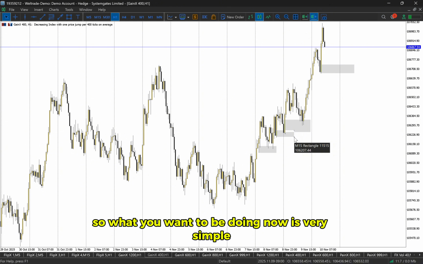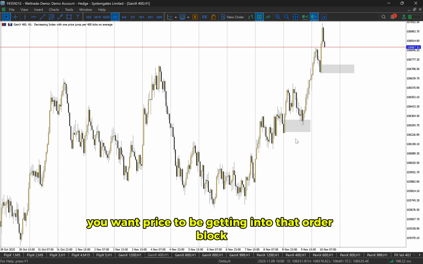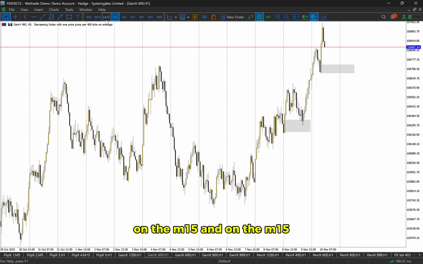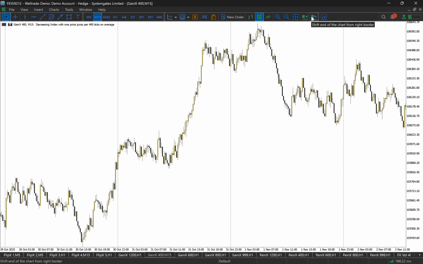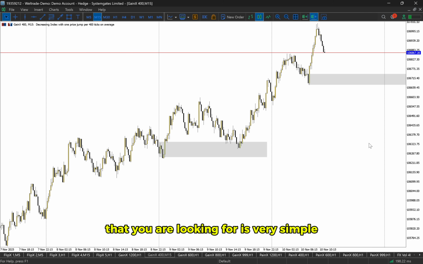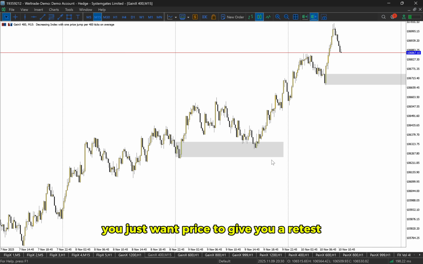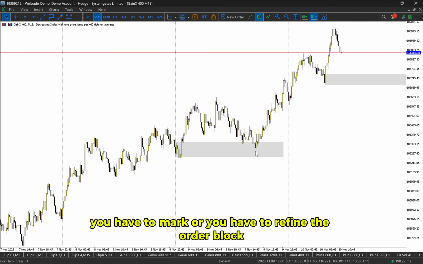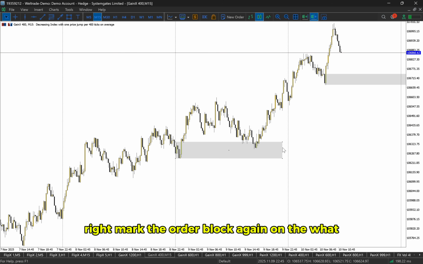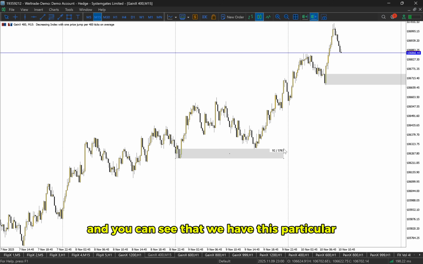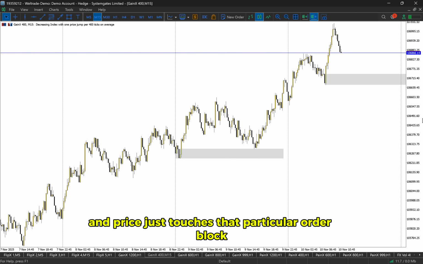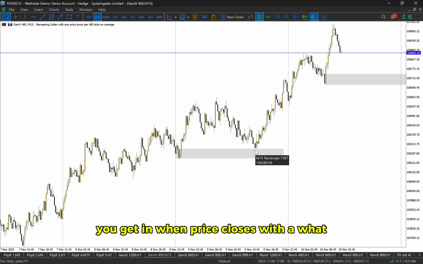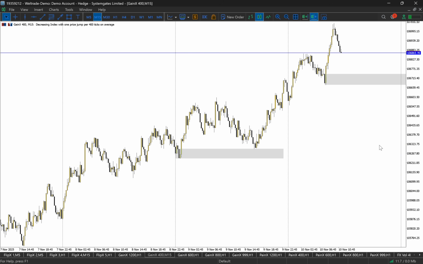So what you want to be doing now is very simple. You want price to be getting into that order block on the M15, and the entry pattern that you are looking for is very simple. You just want price to give you a retest, as you can see in this area. You have to refine the order block, marking it again on the M15. You can see we have this particular order block here, the black order block. We mark it, and price just touches it. You get in when price closes with a bullish candle, and in this case, the bullish candlesticks are the yellow ones.